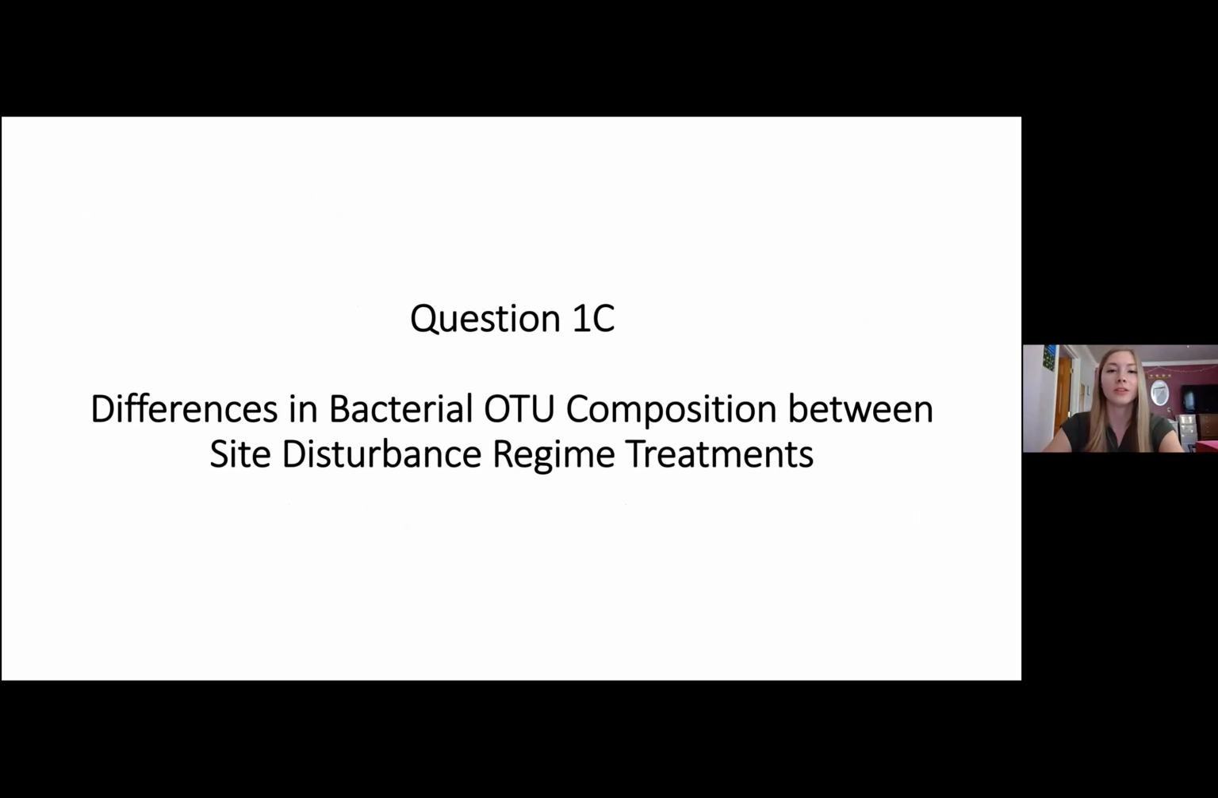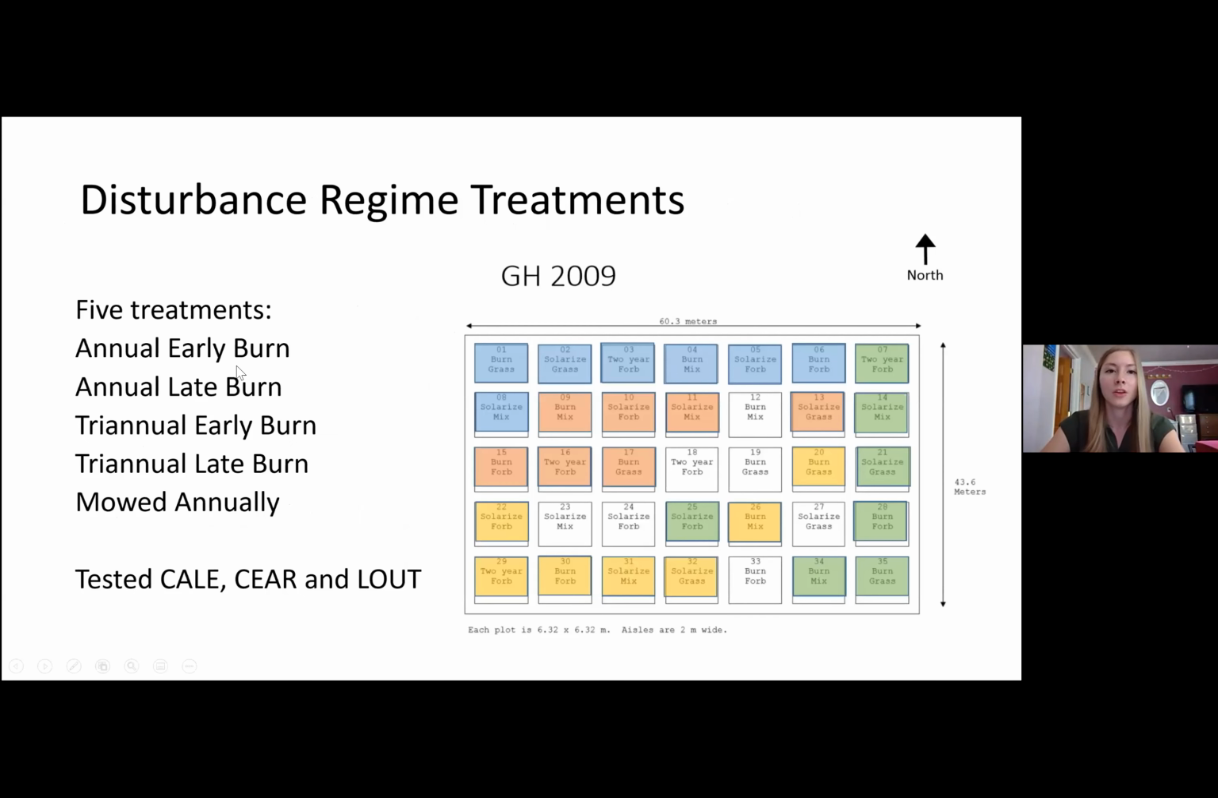Next, I wanted to look at my question 1C, differences in bacterial OTU composition between site disturbance regime treatments. So remember back to that graph I showed you earlier, or that map. Glacial Heritage Preserve had 5 different treatments applied to research plots. We had our annual early burn treatment, our annual late burn treatment. So early burn and late burn basically mean that they were burned either early in summer or late in summer.